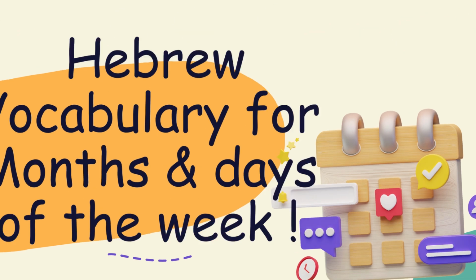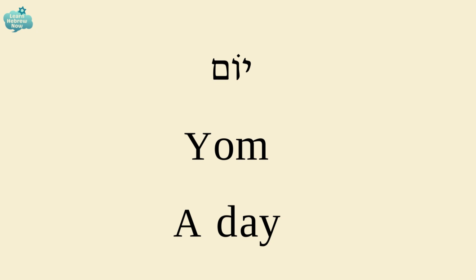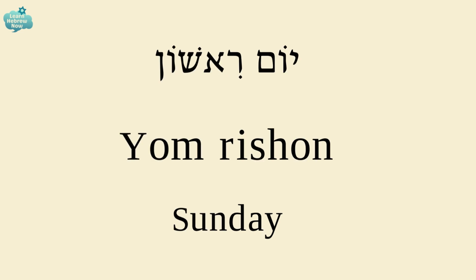Let's begin. The word for a day in Hebrew is yom. The Hebrew week starts on Sunday and ends on Saturday. Each day is named after its place in the order of the days of the week. So, first day, second day, and so on. Sunday is Yom Rishon. Again, literally, the first day.